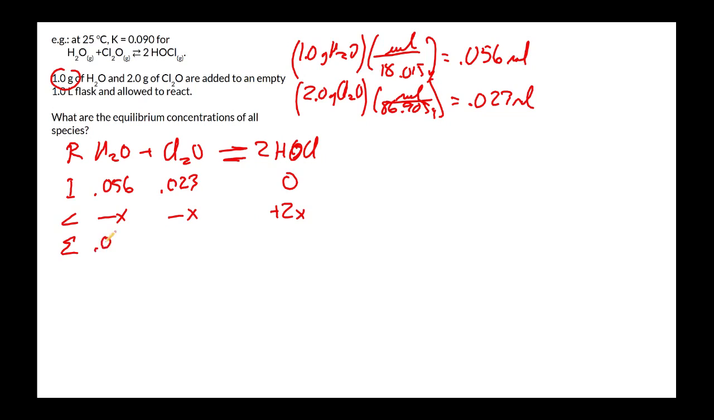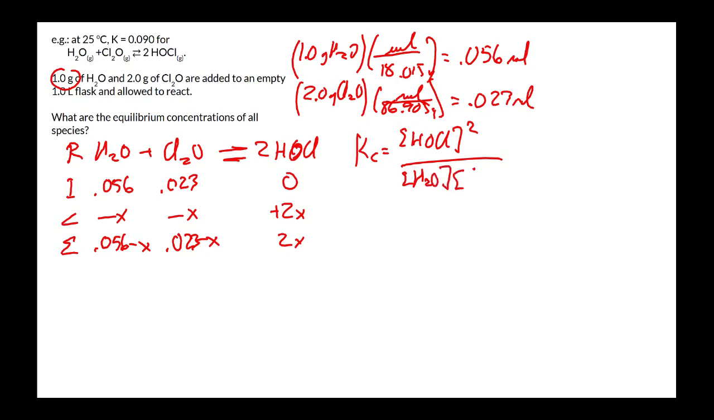So at equilibrium, this will be 0.056 minus x. This will be 0.023 minus x. And this will be 2x. What's Kc? That's what we're trying to find here. It's the concentration of HOCl squared divided by the concentration of water times the concentration of Cl2O.